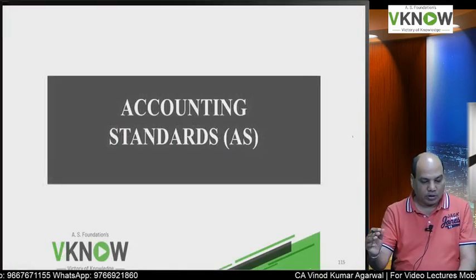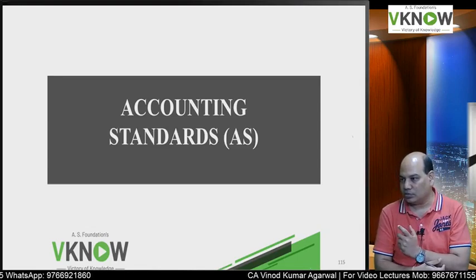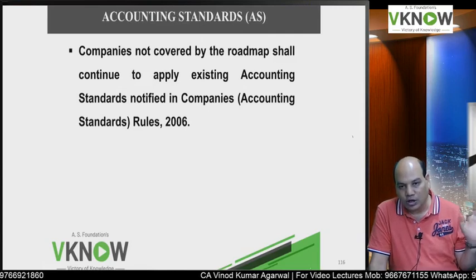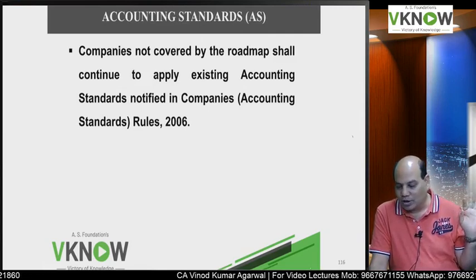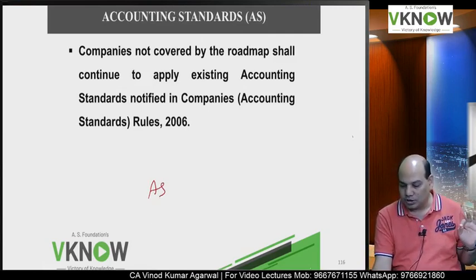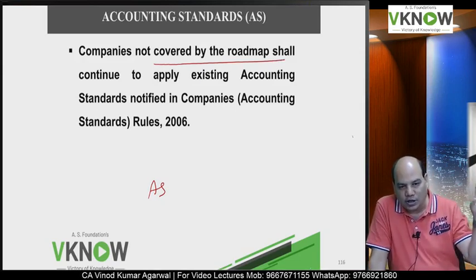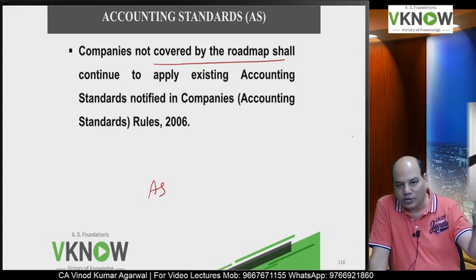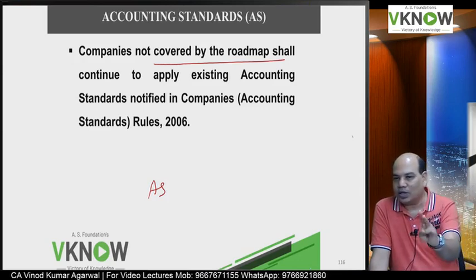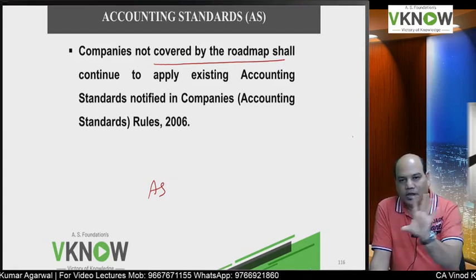So if you really speak, your main chapter is over here, but there is some discussion of accounting standards also. Some students have a wrong idea that accounting standards are not applicable in India. Accounting standards are very much applicable for those companies which are not covered by the roadmap. That means, suppose it is not a listed company, its net worth is less than 250 crore, it is not a subsidiary, parent, associate, joint venture, or partnership or LLP of a company which follows Ind AS, then Ind AS is not applicable.